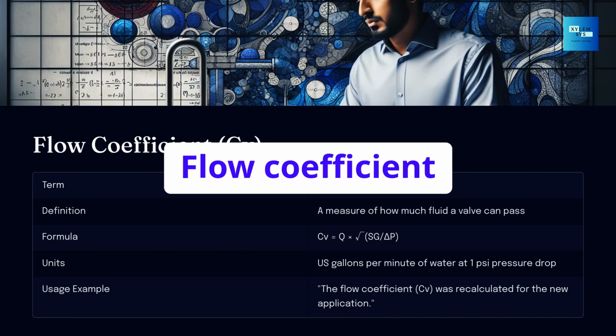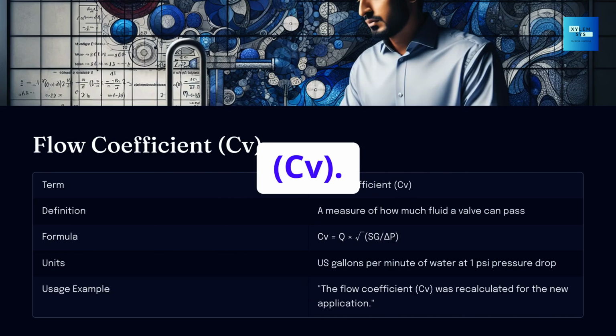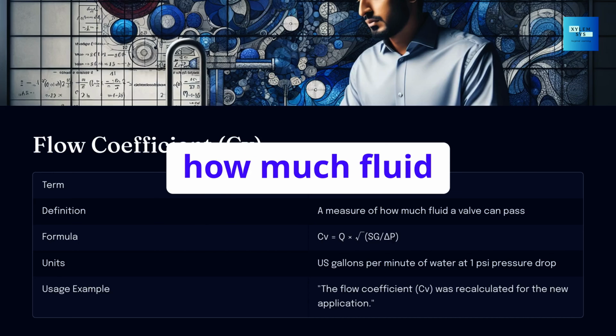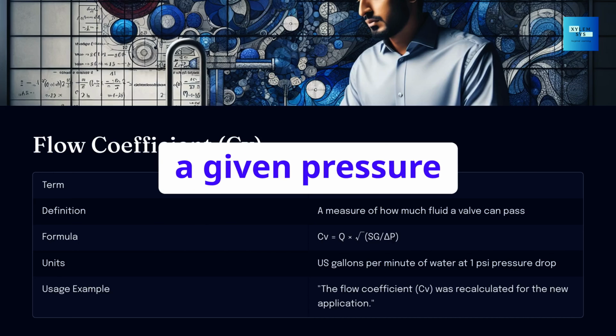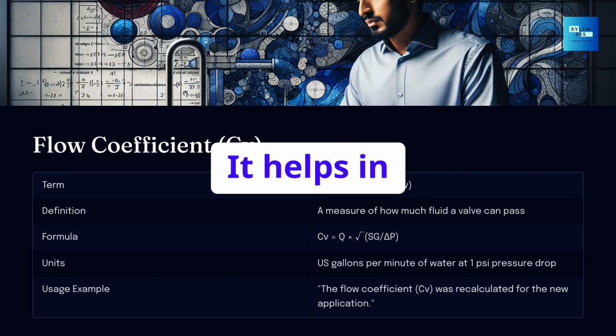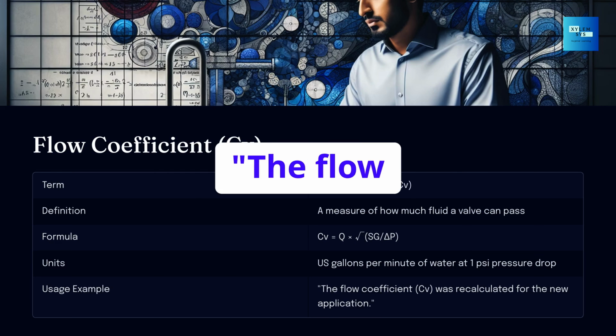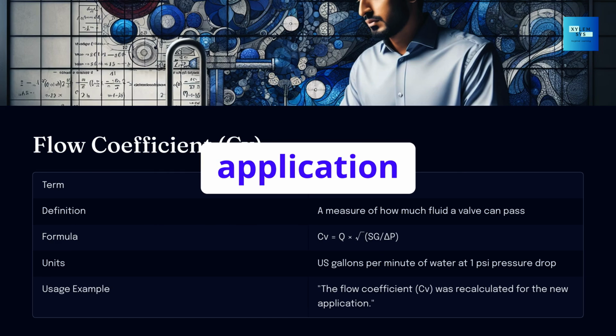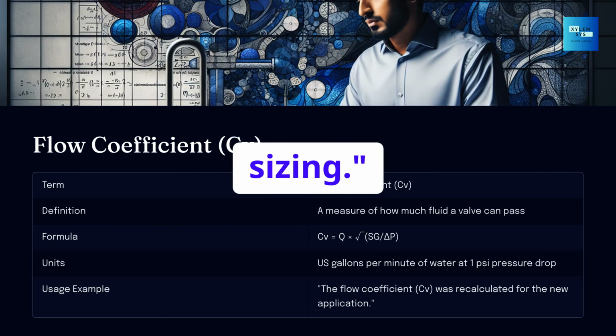23. Flow coefficient, Cv. The flow coefficient represents how much fluid a valve can pass at a given pressure drop. It helps in sizing and selection. The flow coefficient, Cv, was recalculated for the new application to ensure optimal valve sizing.